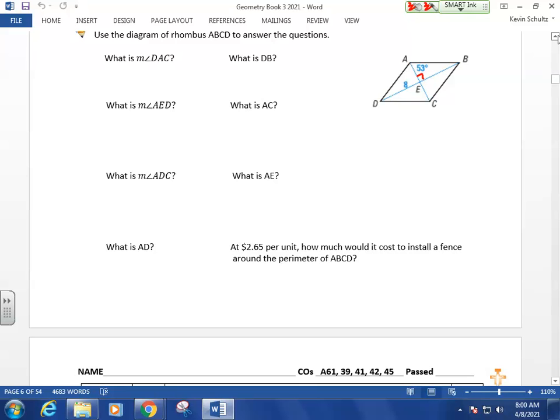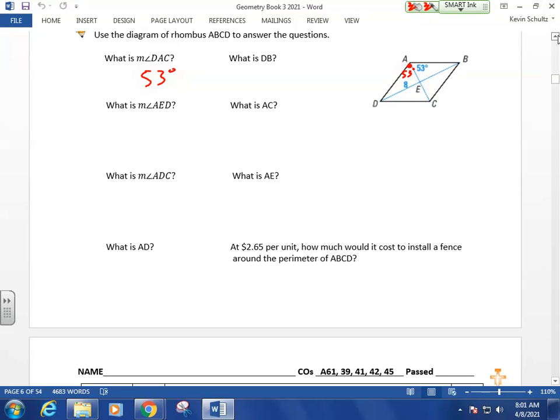The first one says, what is the measure of angle DAC? All right, DAC is this angle right here. We've already talked about that angle, right? Because it's a rhombus, and because the diagonals bisect each pair of opposite angles, if angle CAB, the one that's adjacent to it, is 53, this one is going to be 53 as well, right? So DAC is 53 degrees, okay?